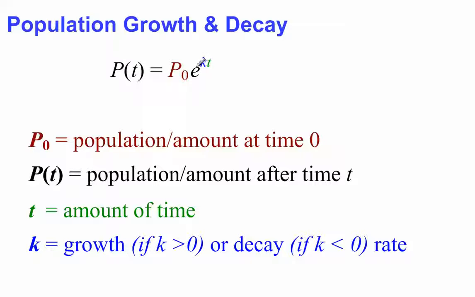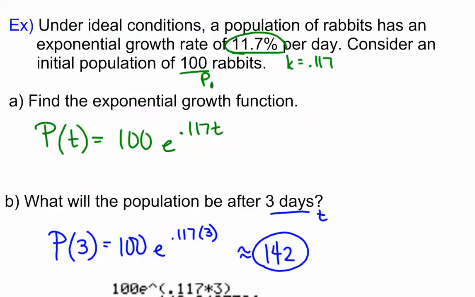K is this little exponent up here. That's going to be our growth or decay rate, and it's a percentage changed into a decimal. If K is positive, this exponent's positive, then we are going to have growth. If this exponent K is negative, we will have decay. Let's look at a growth problem.